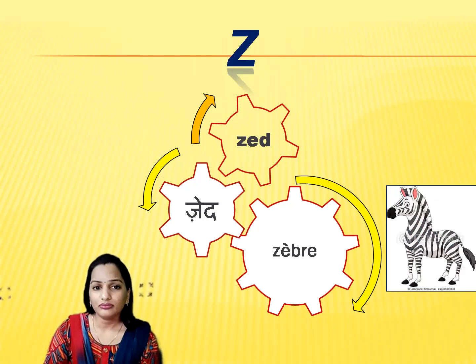Okay. The last letter of the day is Z. So how is it pronounced in French? It is pronounced as zed. Okay. And one example is zèbre. What is it? Zèbre. Very clearly you can make it out. It is zebra, which is an animal, and it is pronounced as zèbre in French.